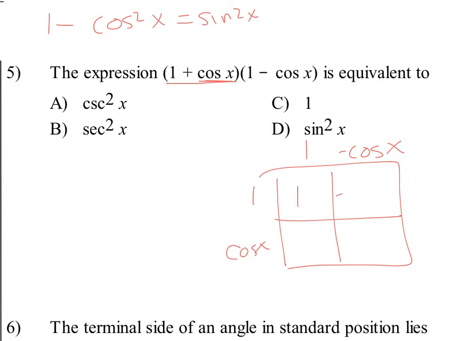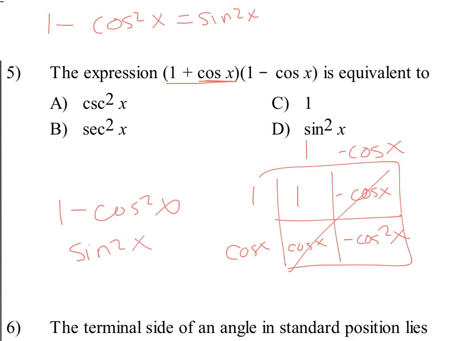Okay, so it's 1 minus cosine x plus cosine x, and then this is minus cosine squared x. These cancel out, and you're left with 1 minus cosine squared x, which, as we just discussed, is sine squared x.